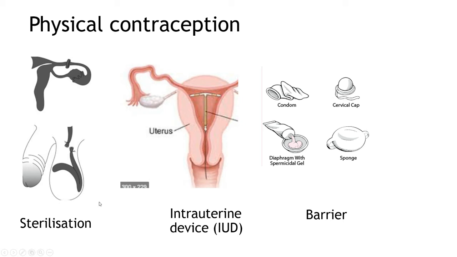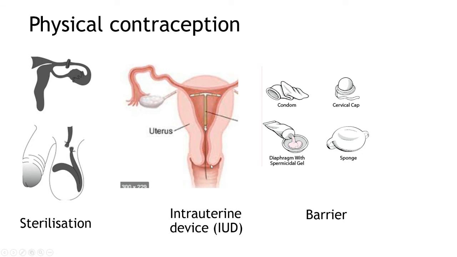Similarly, if you go more proximal to sperm production, if you cut or tie the vas deferens, which is the sperm tube in the male, again, the sperm cannot leave the testes and exit through ejaculation of the penis, so cannot meet the female's ovum.